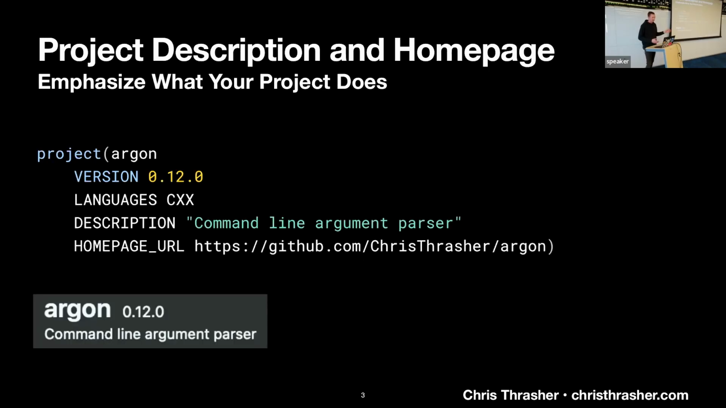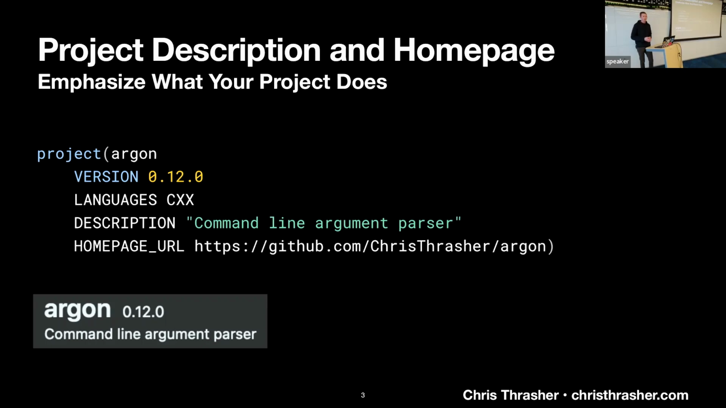So starting off with an easier thing is you might not know that the project call in CMake has a description and a homepage URL. Below is an example of where that description might come into use. Later I'm going to talk about Doxygen sites and how you might generate those.